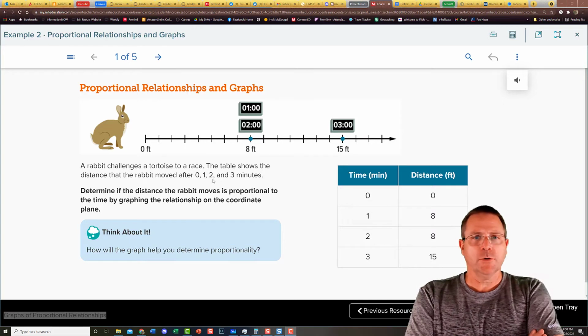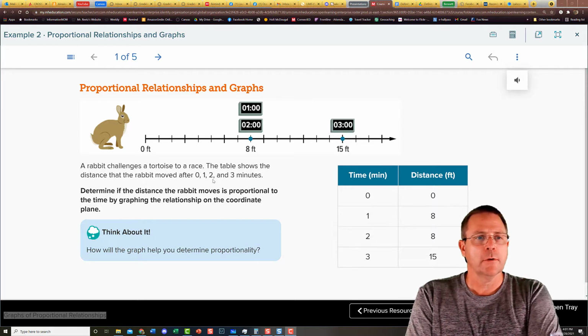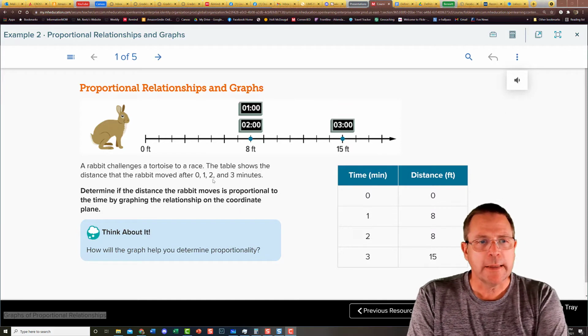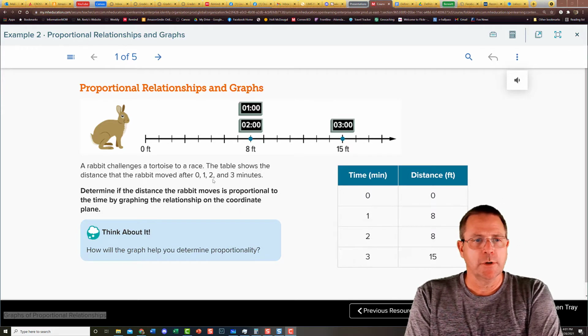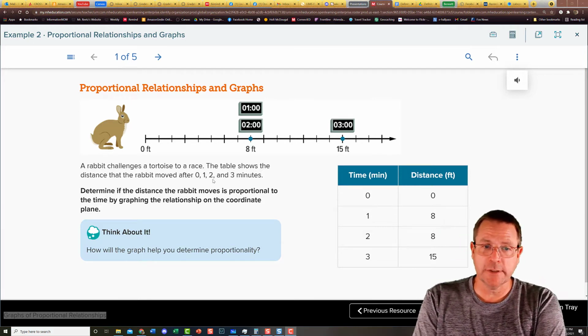Welcome back for part 2 on graphs of proportional relationships. We are still playing with our tortoise and our hare. Of course, a hare is a fancy English name for a rabbit. Same information is given to us, and now they say determine if the distance the rabbit moves is proportional to the time by graphing the relationship on the coordinate plane.